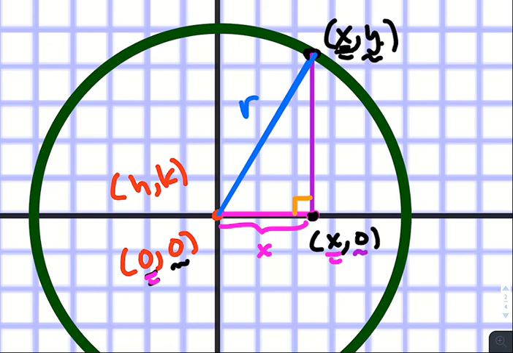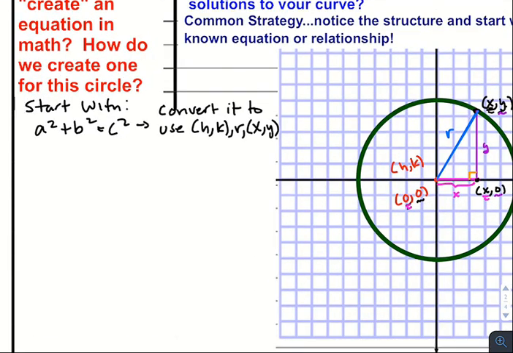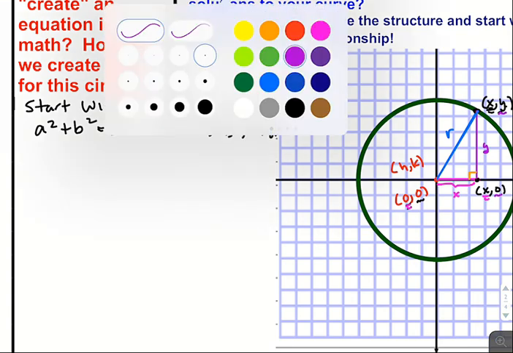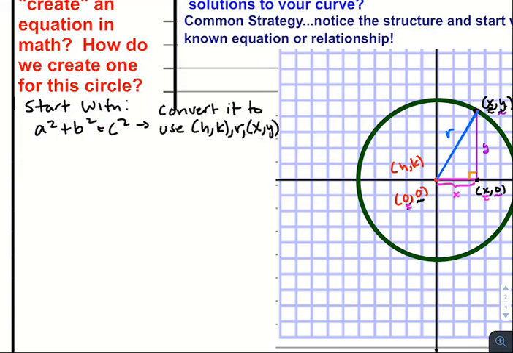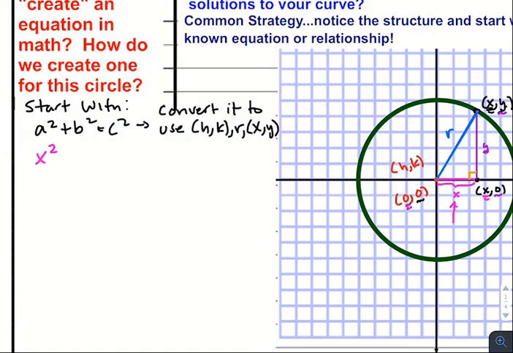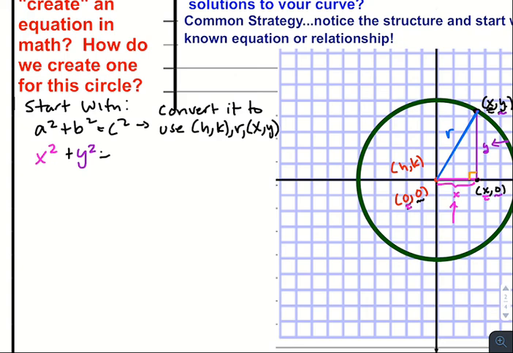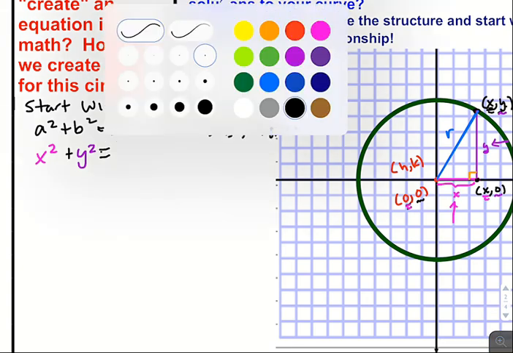Okay, so if we look at our Pythagorean theorem, we start with a squared plus b squared is c squared, and we need to convert it so it's using the x's and the y's and the r's. Instead of a squared, I can just write x squared, because that's going to be my value here. Instead of b squared, I can just use y squared, because that's going to be my value along this part of the triangle. And instead of c squared, I can just write r squared, because r is going to be my hypotenuse value.